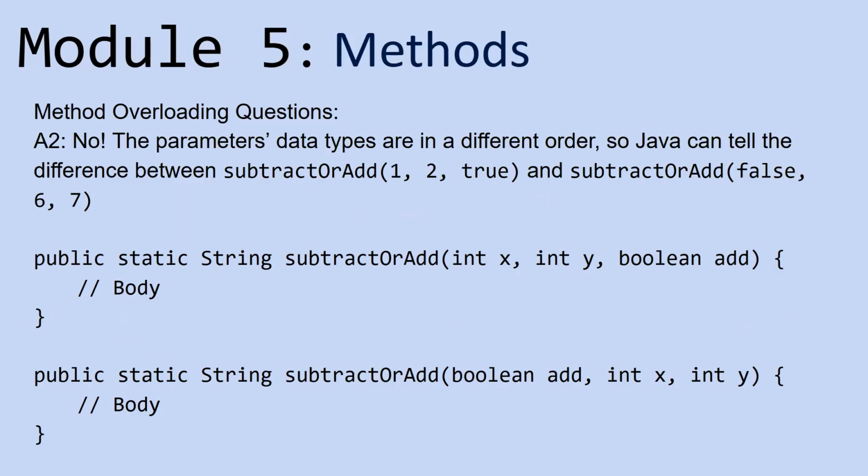All right, we would not get an error for this code, because the parameters' data types are in a different order. So Java can tell the difference if we called subtract or add 1, 2, true, because we know it has to be the first one since it's int, int, Boolean. And it can tell the difference between that and subtract or add false, 6, 7, because that goes Boolean, int. So these methods are sufficiently different. Java can tell the difference, and we're allowed to have that without any error. So hopefully method overloading makes sense. Let us know if you have any questions about that.